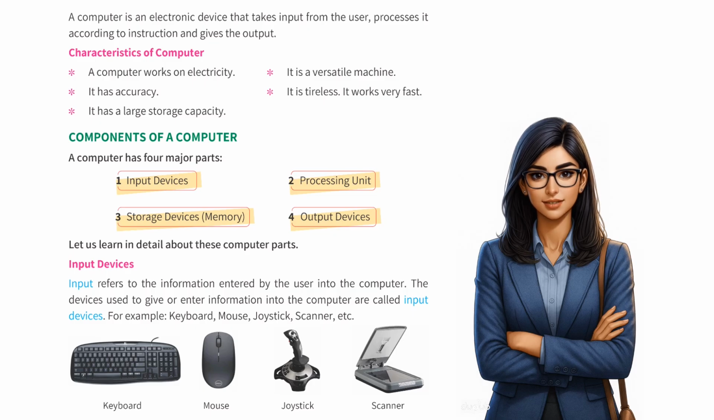Keyboard. The keyboard is used to type letters, numbers, and symbols. A keyboard has many buttons called keys, through which you give input to the computer. These keys are divided into the following groups: alphabet keys A to Z, numeric keys 0 to 9, function keys F1 to F12, special keys Enter, Shift, Spacebar, Escape, etc., and arrow keys up, down, left, right.